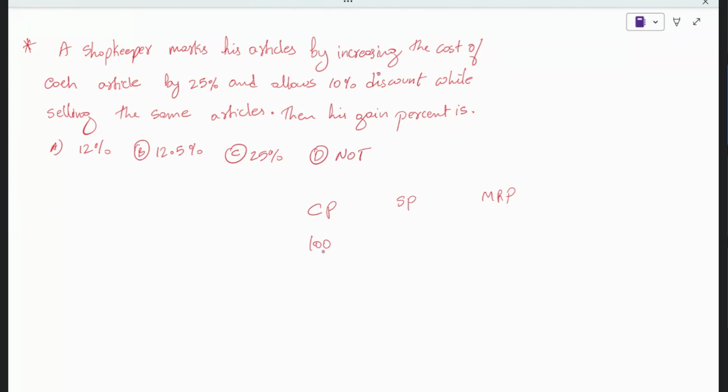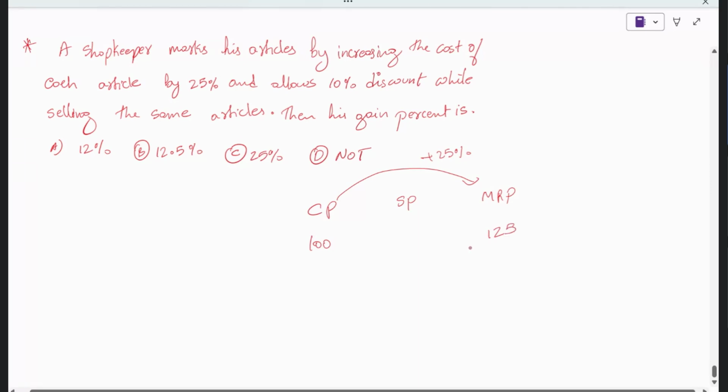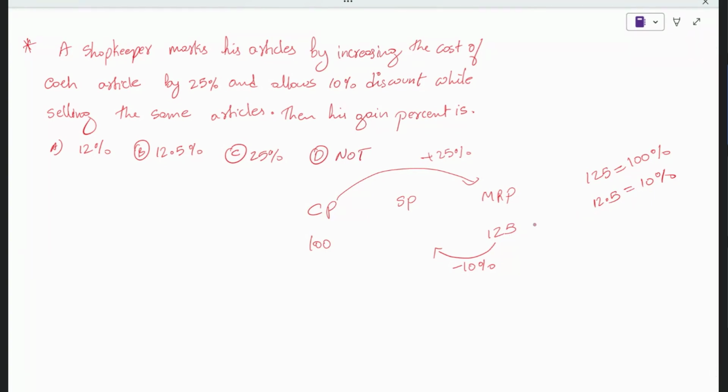25% on 100 gives 125 rupees. And on the market price of 125 rupees, a 10% discount is given. From here, 125 is 100%, so 10% will be 12.5. So 125 minus 12.5 after the discount, are we getting 112.5? So he bought it for 100.